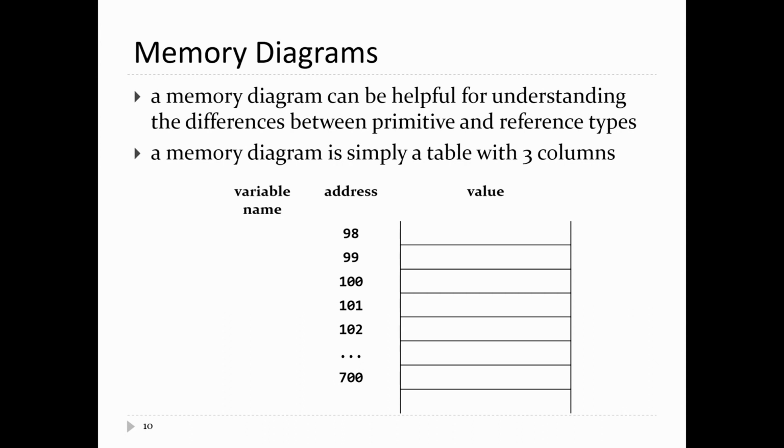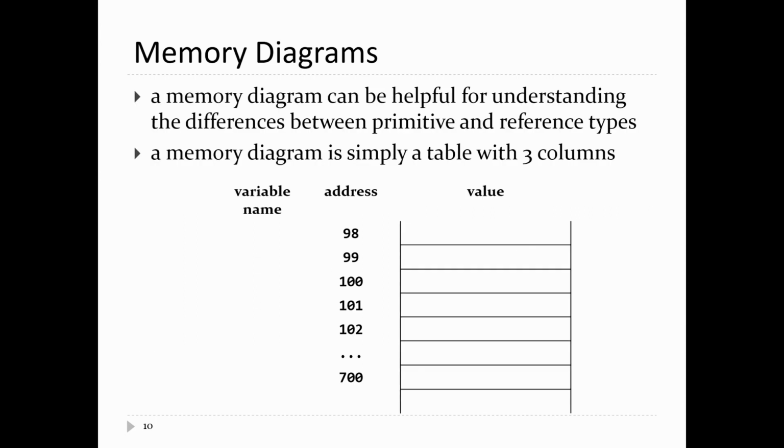Okay, so I'm going to show you this thing called a memory diagram. This is just a way of thinking about references and primitive types. A memory diagram, just think of this as a table. It's got 3 columns. Column 1, you've got a variable name. Column 2, you've got a memory address. And column 3, you've got some value.